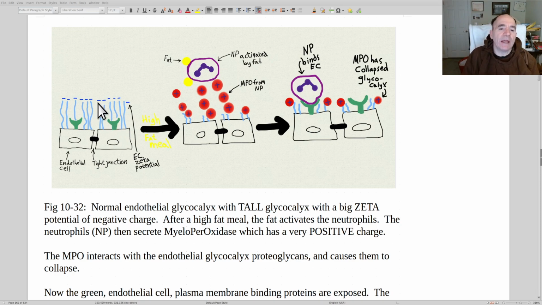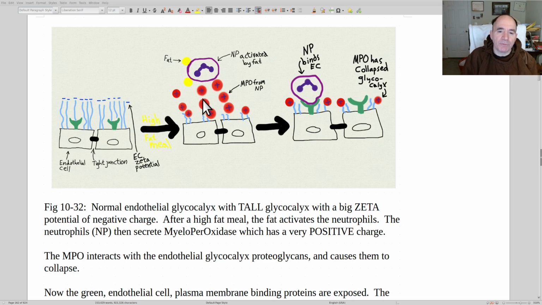Normally they are hidden by the proteoglycans, and those contain the heparan sulfates, chondroitin sulfates, sialic acids, all the negative charges. Anyways, when a person eats a high-fat meal, the high-fat molecules interact with the neutrophils. NP is for neutrophil. The neutrophil becomes activated, and it starts to release these little positive charges called myeloperoxidase, usually abbreviated MPO. They're very positively charged, sometimes referred to as very cationic.